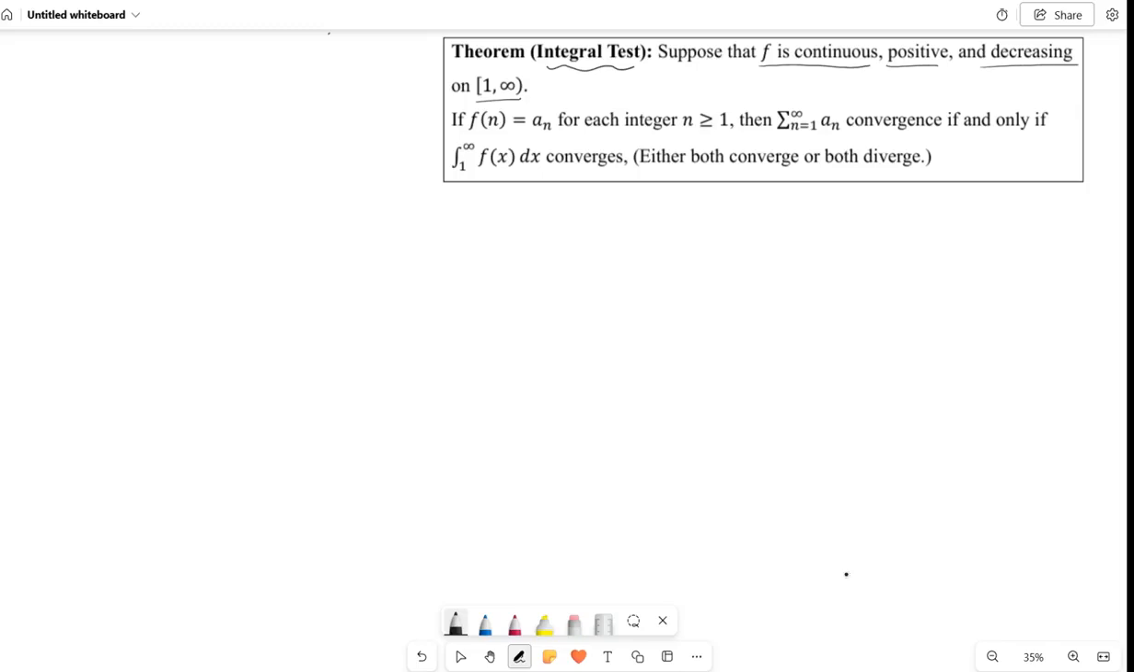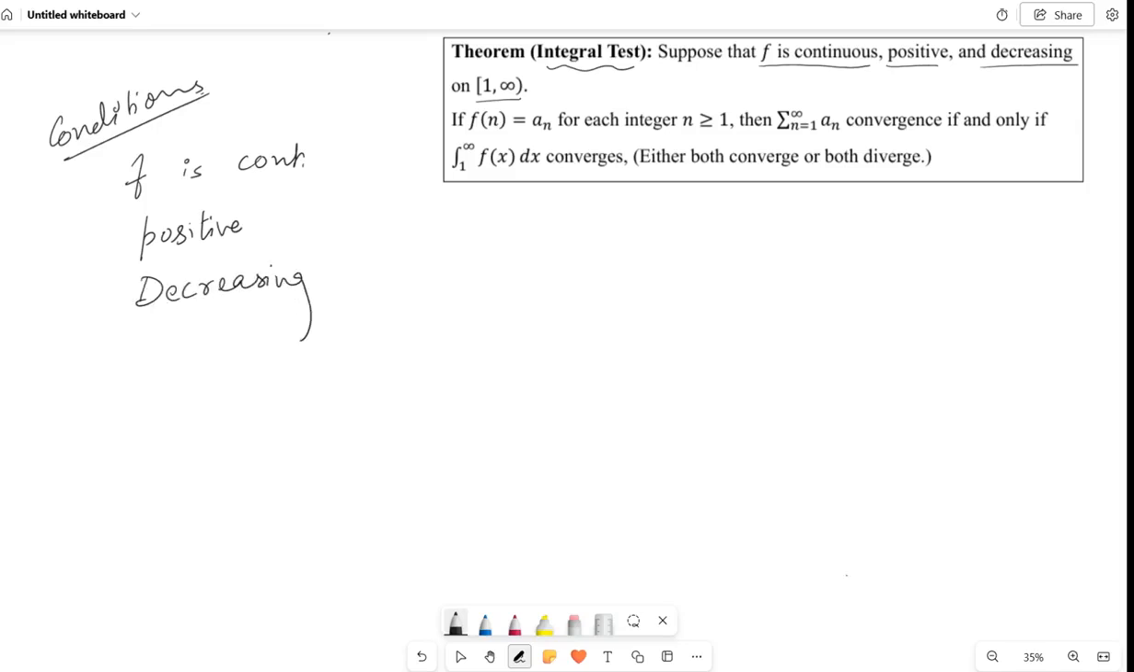So first of all, to use this test, you need to have three conditions satisfied by the function. Your f has to be continuous. That is the first condition. It has to be positive. That's the second condition. And it has to be decreasing. This is one clue that this test applies when we have a positive terms series.